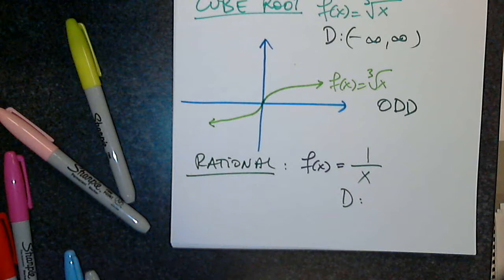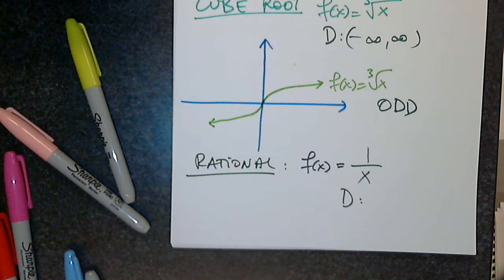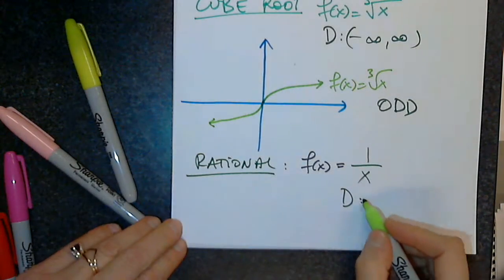It has to be greater than 0. So, let's think. This is not like the square root. What can go wrong here? It can be 0. Just 0 can go wrong. Yes, that's the only problem.